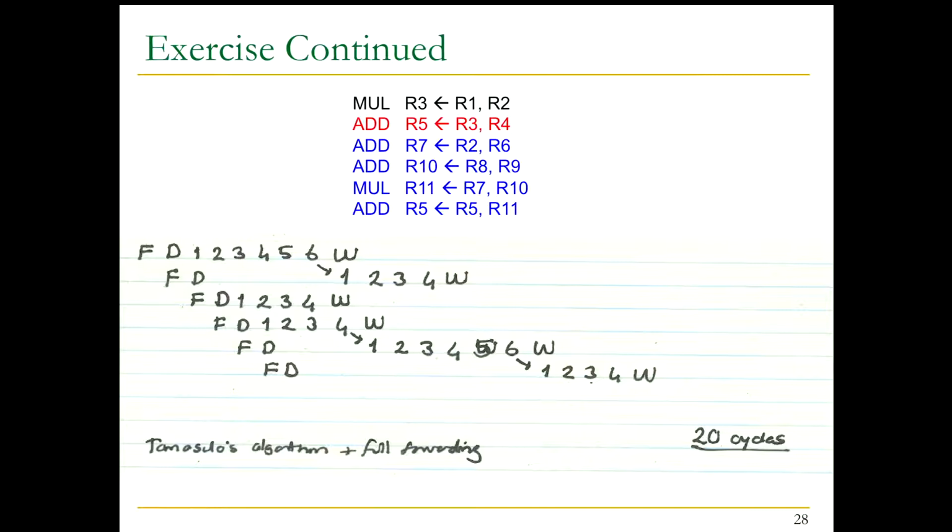And this next add over here, which is independent, can basically immediately execute because its sources are ready at the decode stage, and you execute it very quickly, and then it writes its result.